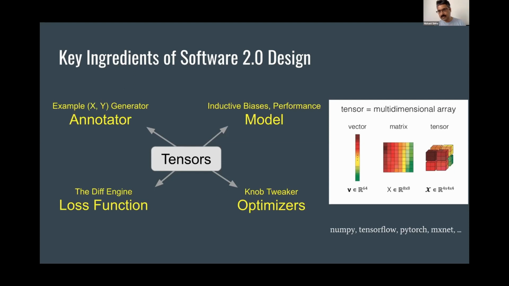And NumPy is the most famous tensor library, the go-to library, and in the past 5, 6, 7 years, TensorFlow and PyTorch, MXNet, and several other libraries have evolved and disappeared.